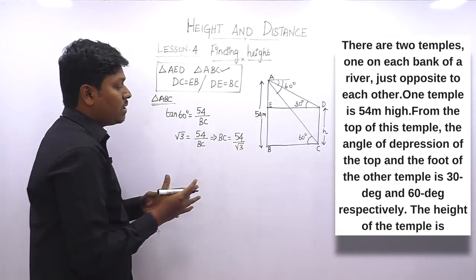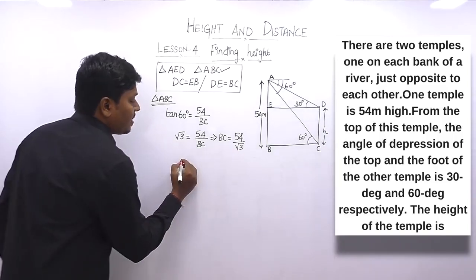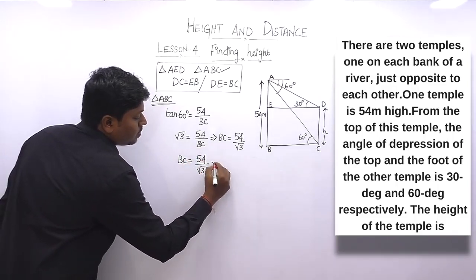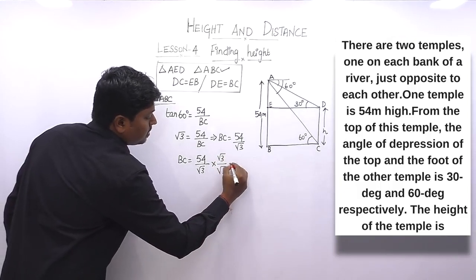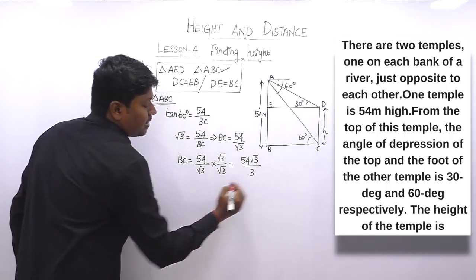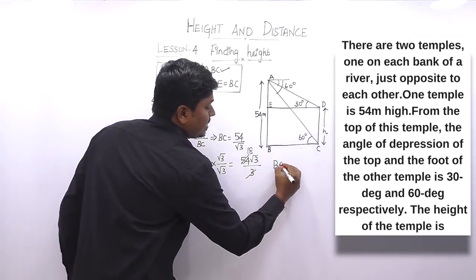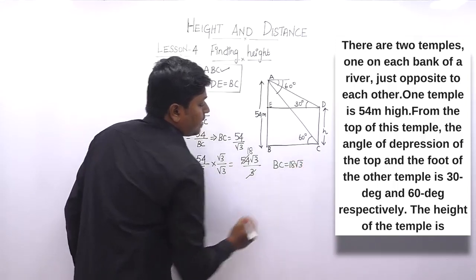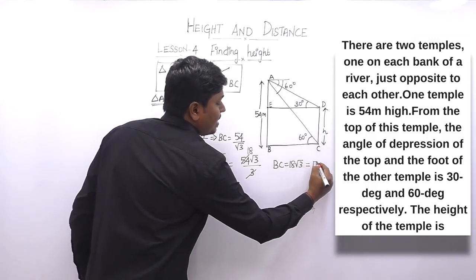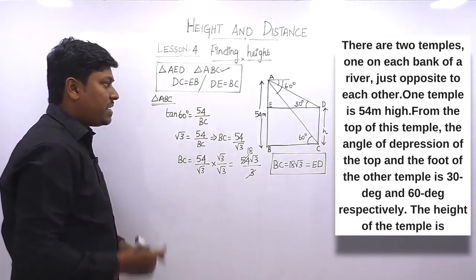So many times I have told you, while calculating, don't keep any root values in the denominator. So let me take the conjugate of this. BC is equal to 54 divided by root 3 into root 3 into root 3. So this can be written as 54 root 3 divided by root 3 into root 3, which will be 3, right? When you cancel this, it becomes 18, so 18 root 3. So finally we can say that BC is equal to 18 root 3. Friends, we already know that BC and DE, both lines, are equal. So BC or ED is equal to 18 root 3 meters, right?